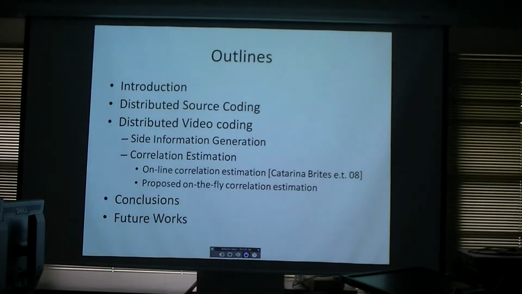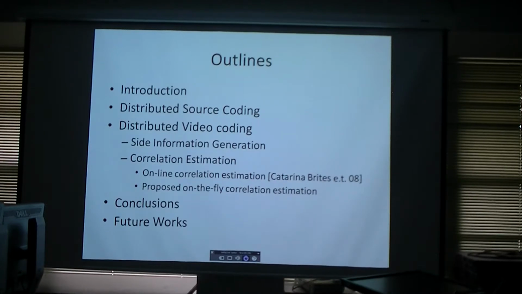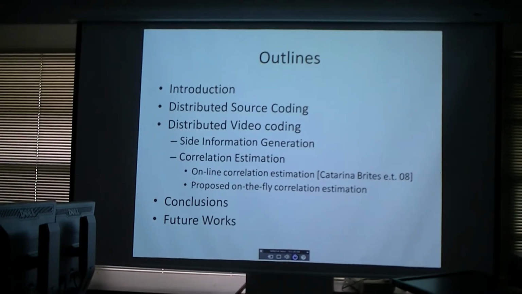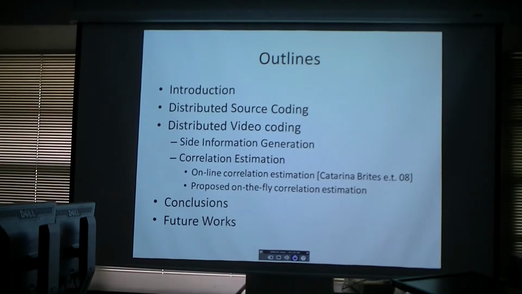And here's the outline. For the introduction, I will talk about the video applications and why distributed video coding is important for these video applications. Since distributed video coding is based on distributed source coding, I will first quickly review what distributed source coding is and then talk about distributed video coding. For distributed video coding, there are mainly two key factors affecting the decoding performance: one is side information generation and the other is coordination estimation. Here I only quickly review side information generation, since I mainly concentrate on the coordination estimation.